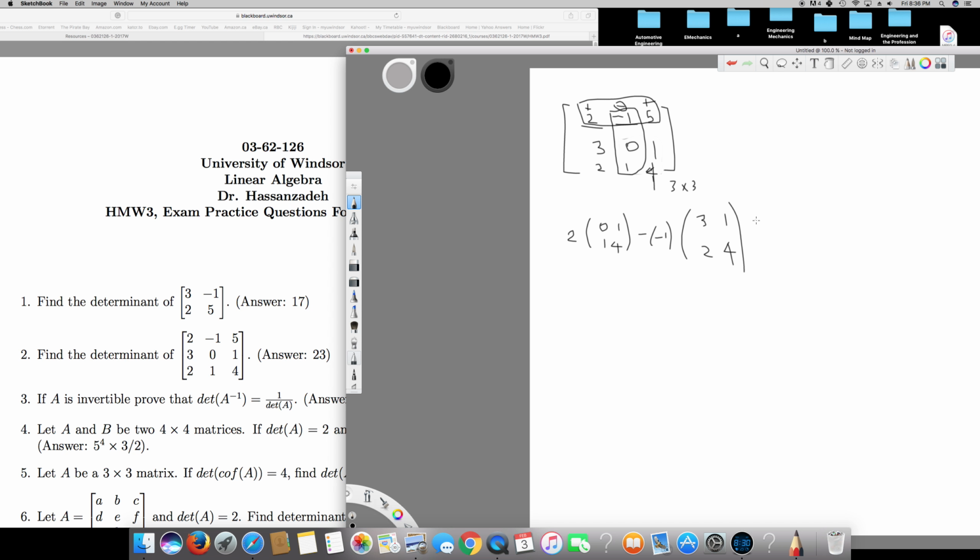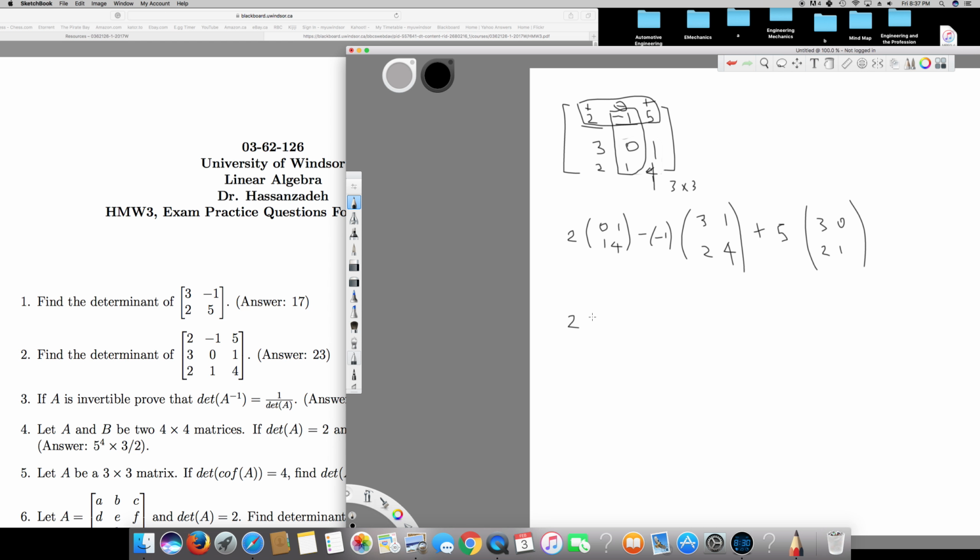And next one I am going to put plus 5 here. So whatever the horizontal or vertical in this lane is going to be eliminated. So whatever is left, we are going to put right here. It's going to be 3, 0, 2, 1. Now we have to use the AD minus BC formula to find each and every determinant.